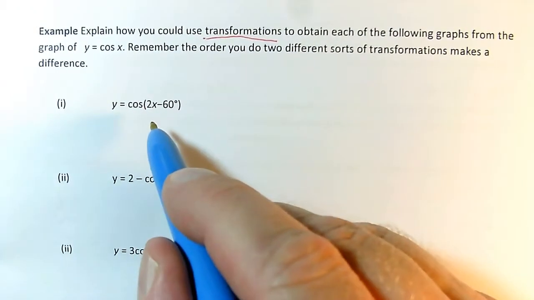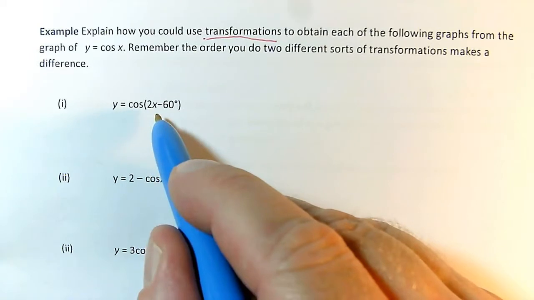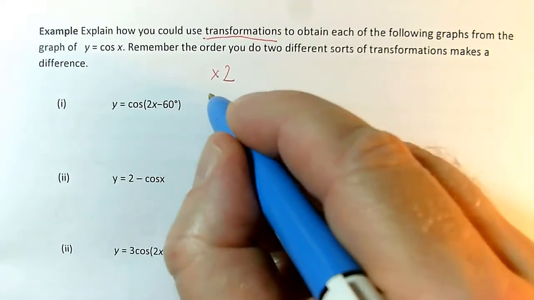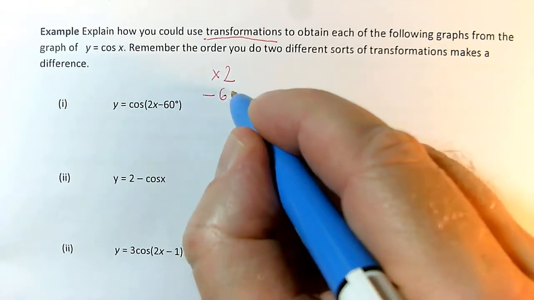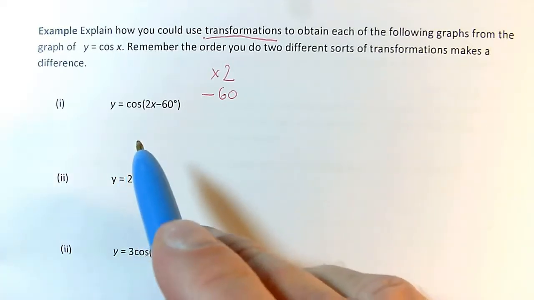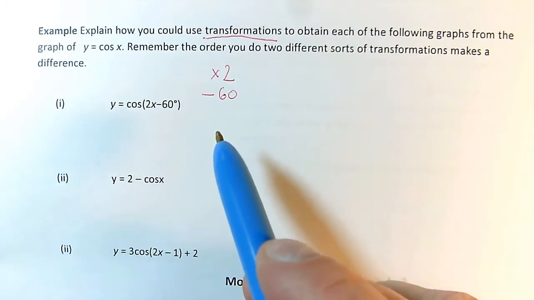So what I want you to be telling me is that you can see a 2x here, so there's a times 2 going on, and I can see a minus 60 degrees, so there's a minus 60 going on. I'm not trying to get the order right at the moment. I'm not trying to think about the transformations. I'm just describing where the numbers have come in. And each time you have to think, is this inside or is it outside?